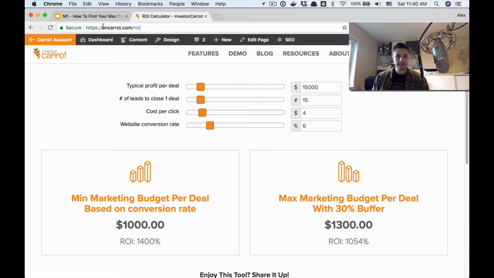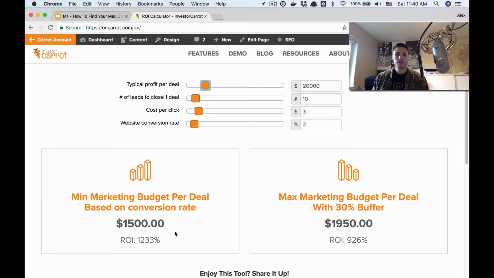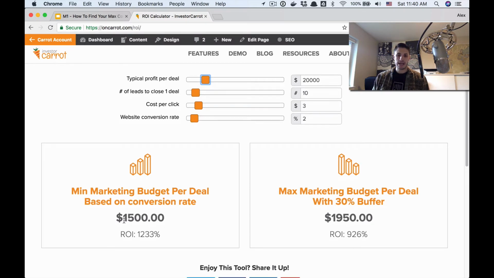So again, come to oncarrot.com/ROI and you can start messing with this. So for instance, say your conversion rate is a little bit on the lower side, but you also get some pretty cheap cost per leads, and you're a closing boss, so you can close some deals with less leads. And then let's say you're in a good market and you can do on average a $20,000 flip. Okay. So this calculator then tells you that you should spend $1,500 at minimum to make your $20,000.